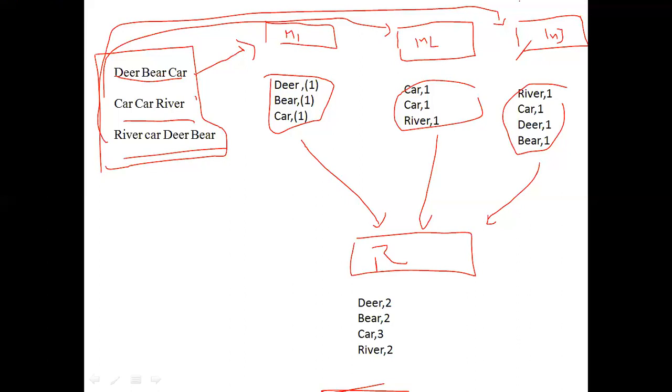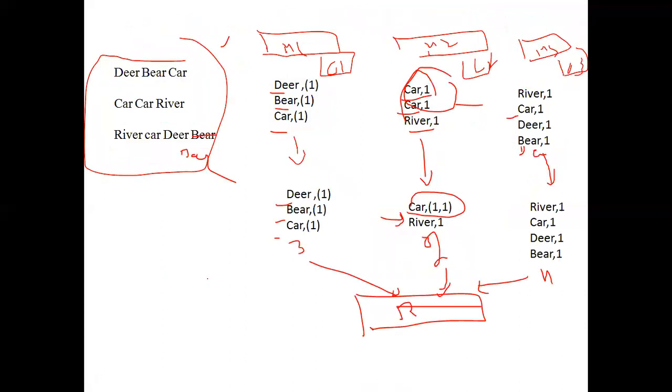If your file is divided into 3 input splits, 3 mappers will be there. If your file is divided into 4 input splits, 4 mappers will be there. If your file is divided into 5 input splits, 5 mappers will be there. Next, if your MapReduce program contains 3 mappers, 3 combiners will be there. If it contains 4 mappers, 4 combiners will be there: C1, C2, C3, C4. If your number of mappers is 5, 5 combiners will be there.